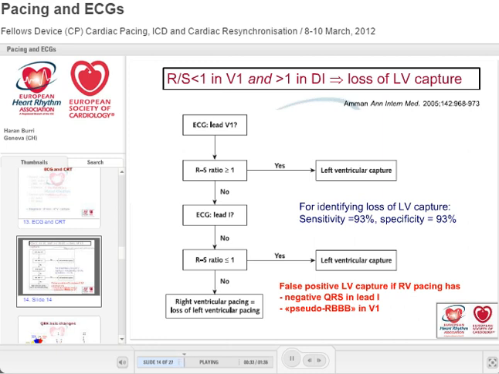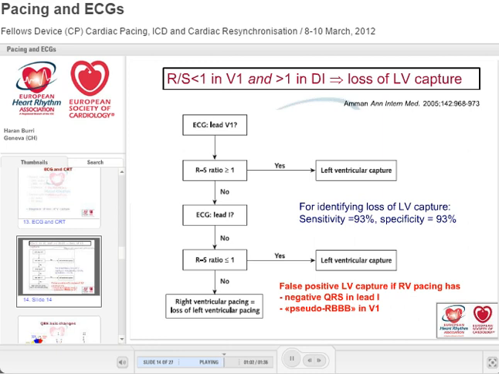The second step involves lead 1. And if your QRS complex is negative in lead 1, that means you have a right to left activation, which means that you're getting LV capture. You can stop there. And if you have absence of a positive QRS in V1 and a negative QRS in lead 1, then you can say there's a loss of left ventricular capture rather than pacing capture.